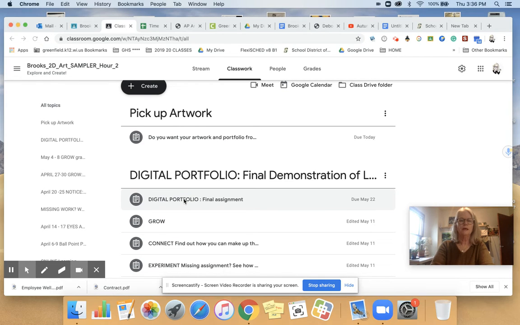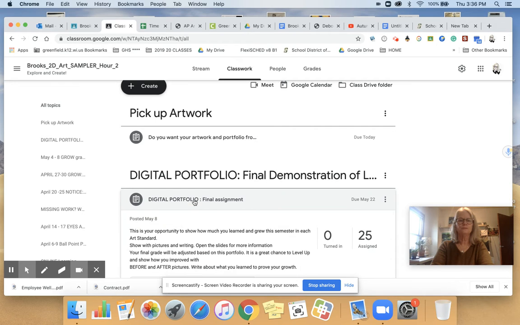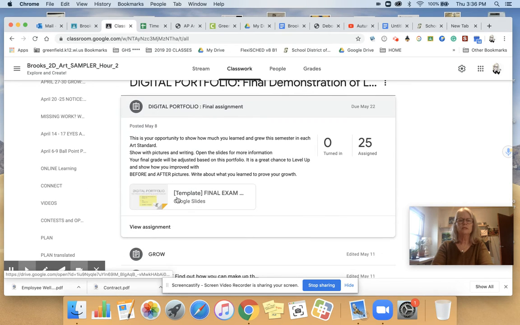You're going to click open digital portfolio, and then you'll see there's a template for your final exam. This is your opportunity to show how much you learned and grew this semester in each art standard. Show with pictures and writing. Think of it as proving to me what you learned and what you did. Your final grade will be adjusted based on this portfolio.